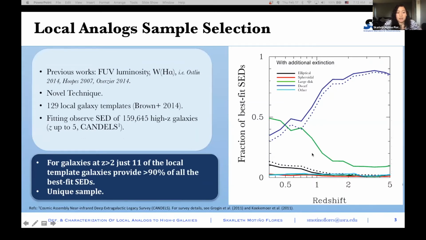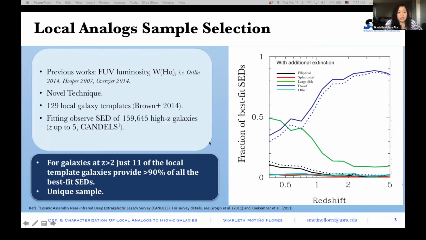So for my work, we defined a sample of local analogs. This has been done in different ways previously. For instance, previous work used UV luminosity or H alpha equivalent width to define local analogs. In our case, what we did was fit SEDs to the CANDLES galaxies. CANDLES is a set of deep fields that cover around 160,000 galaxies and spans redshifts between 0 and 5.